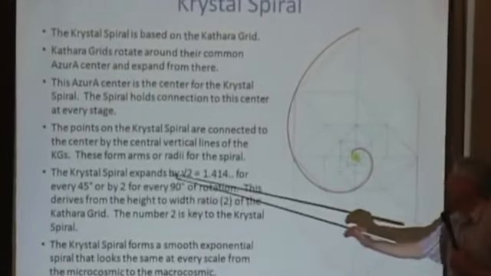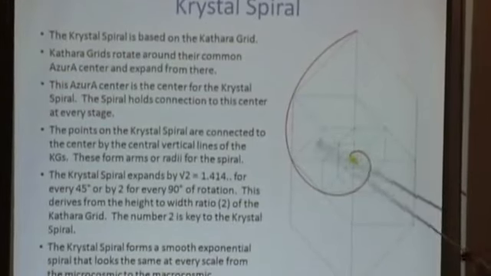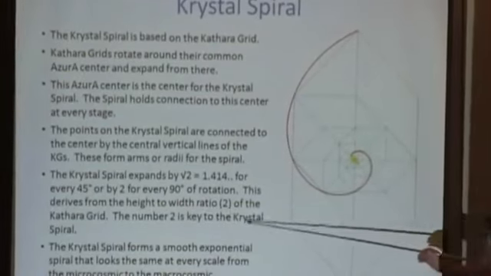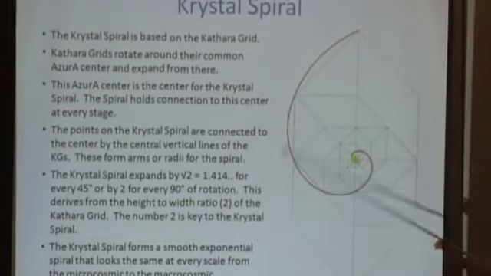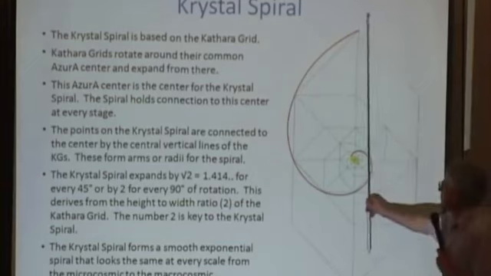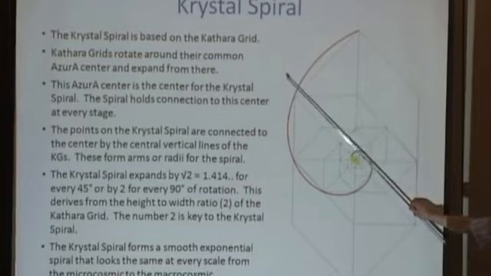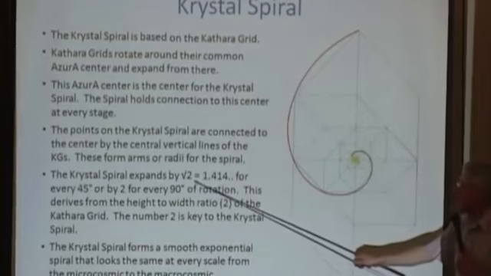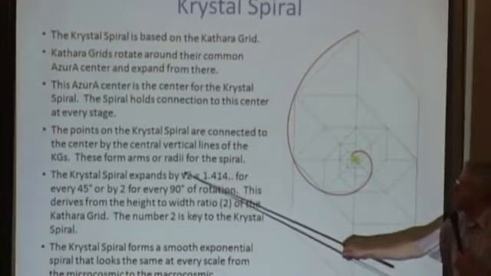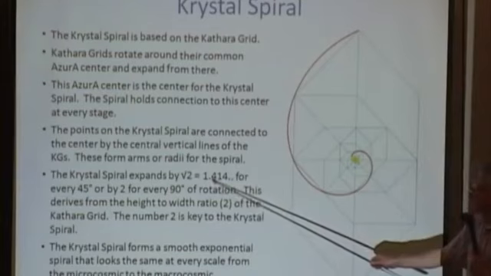So the crystal spiral expands. It doubles for every 90 degrees of rotation. And this derives from the width to height ratio of the guitar grid. And this number 2 is the key to the crystal spiral. Now, in between the 90 degrees, we have the 45 degrees expansion. And for every 45 degrees stage of expansion, the guitar grid and its spiral increases by a factor of the square root of 2. And that's a number we'll talk a little bit about in the next slide. Its number corresponds to 1.414.